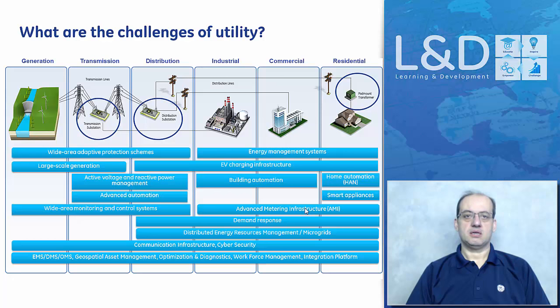There are many requirements in place, from wide area adaptive protection schemes, energy management systems, large scale generation, different types of generation, storage generation, and then you've got the wide area monitoring and control systems, and distributed energy resources management, microgrids. All of this requires the utility to face the greater challenges, being the asset optimization, transmission optimization, distribution optimization, workforce and engineering design and optimization, smart meter and communication, and finally demand optimization.